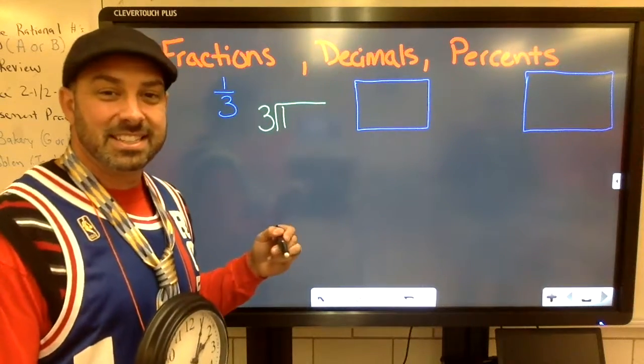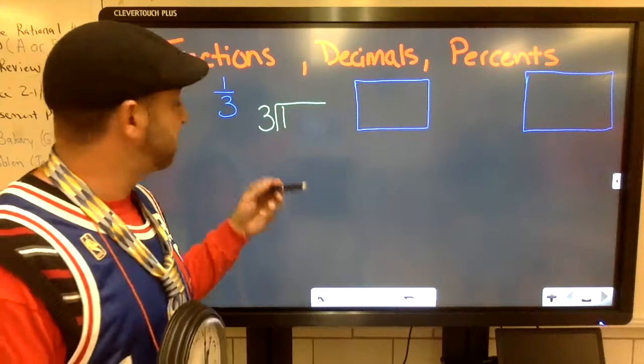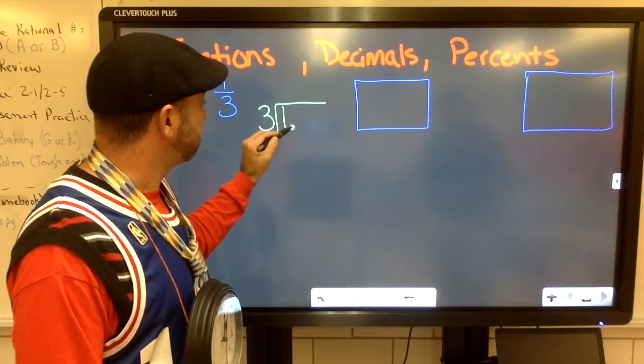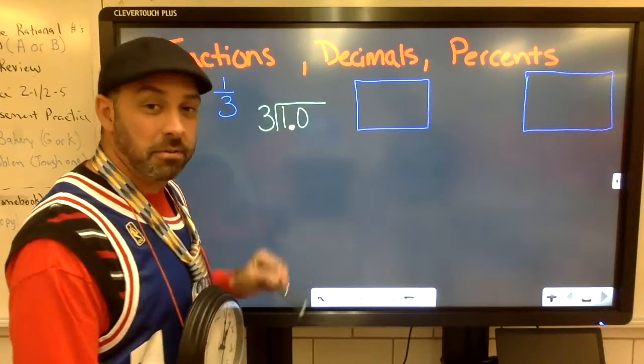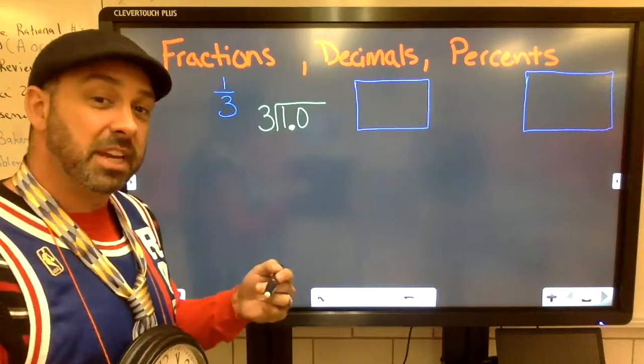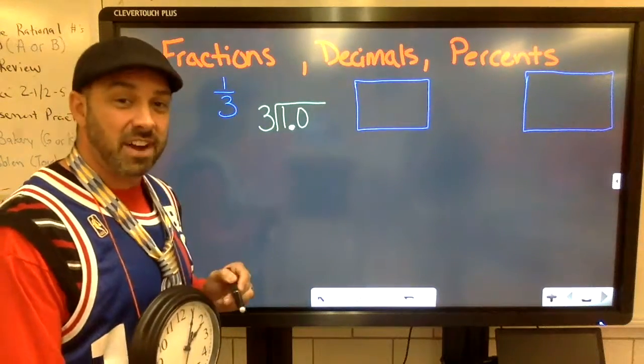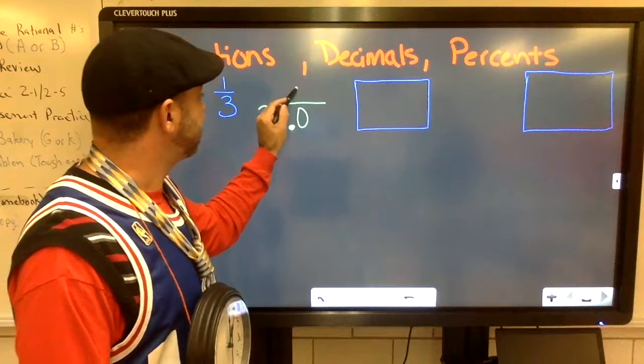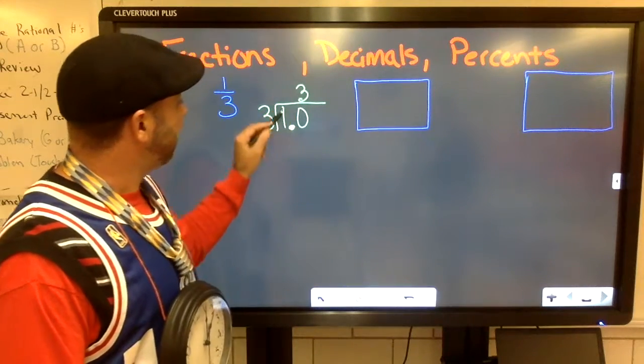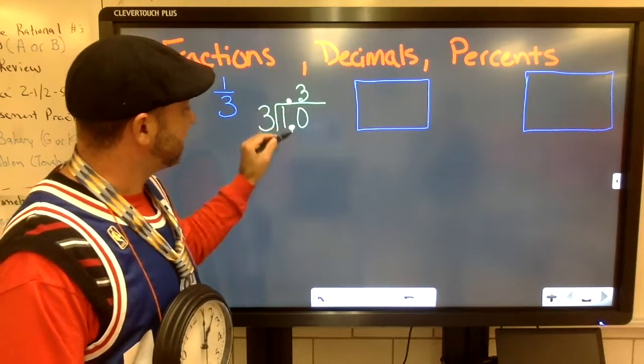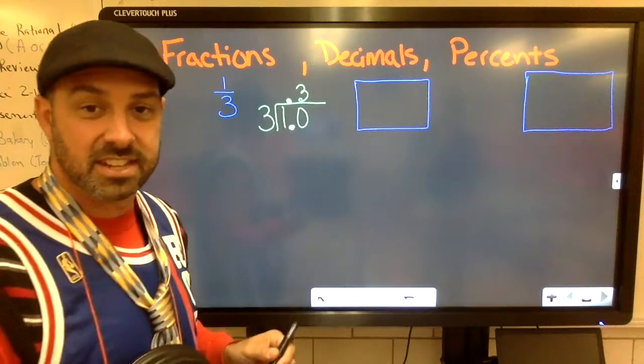Well, 3 does not go into 1. So we have to do something special. We have to give it a little decimal point so that we can add a 0. That makes it easy. Now 3 does divide into 10. 3 divides into 10 3 times. And we need to put our decimal there because it's there underneath the division sign.